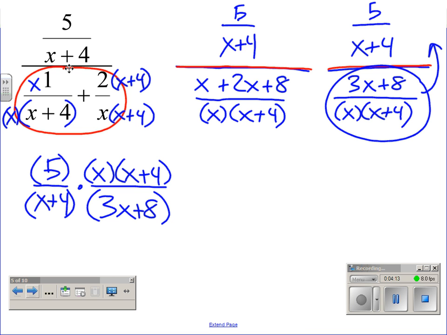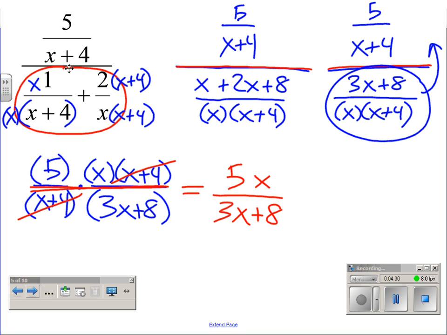Okay, and that's the key. Now it's a large multiplication problem. What am I really looking at? x plus 4 gets canceled out, and that's really it. So the final answer is 5x divided by 3x plus 8. Okay, so that's what we're looking for. So again, combine fractions. Then once you have a fraction divided by a fraction, flip it and multiply.